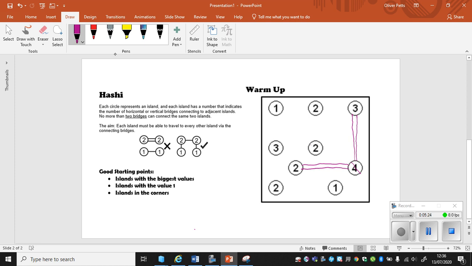Notice how this island with two in now has two bridges leading out of it, so this island is also complete, so I can cross that one out. Where can I go from here?